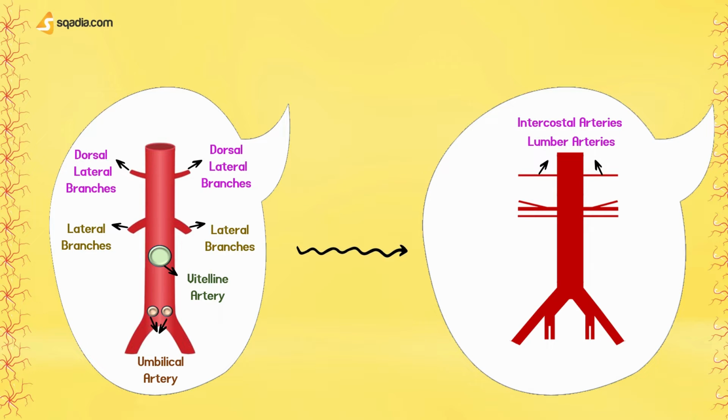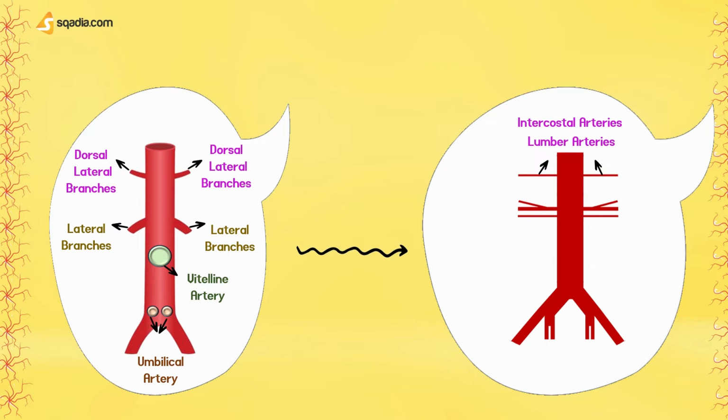Now class, what are the intercostal arteries? Sir, the intercostal arteries are a group of arteries that supply the area between the ribs, called the intercostal space. And class, what are the lumbar arteries? Sir, the main function of the lumbar arteries is to provide the blood supply for the lumbar segments of the spinal cord and posterior abdominal wall.